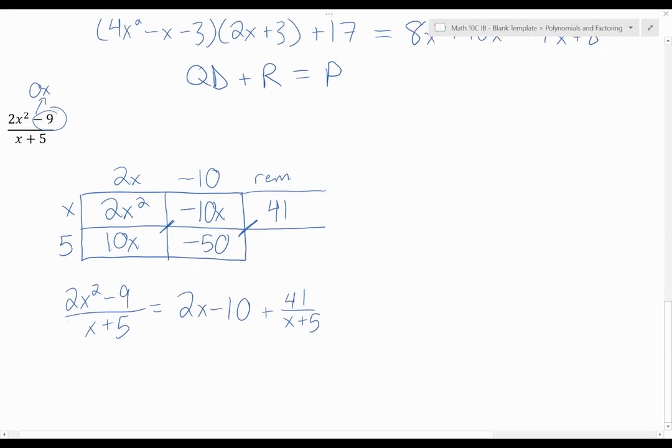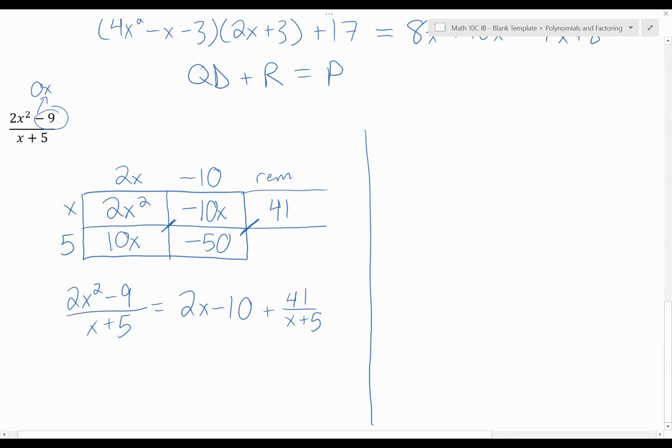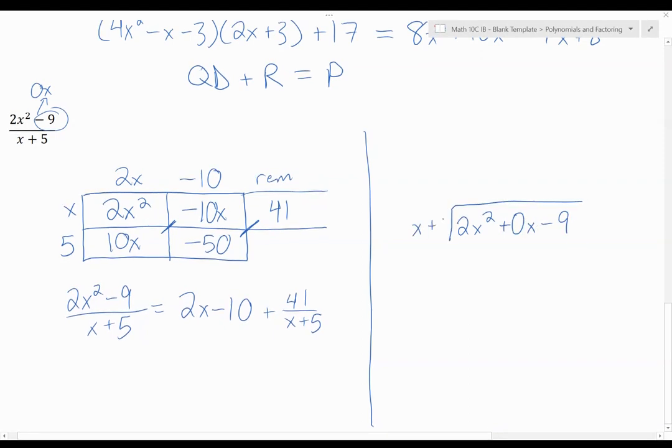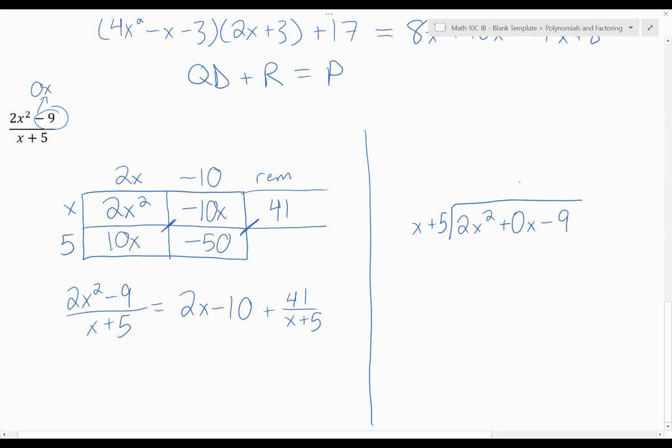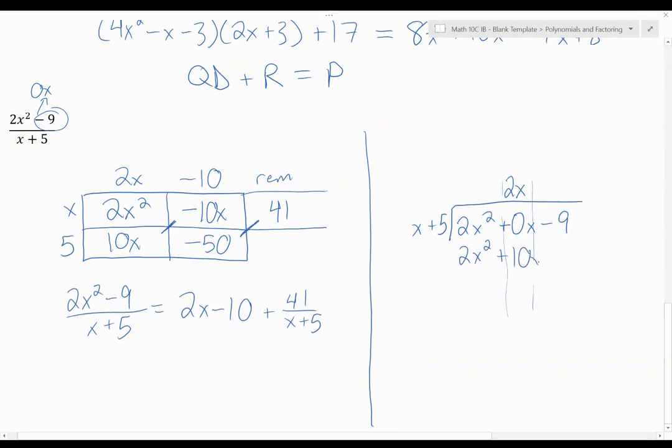If I wanted to do that in the other division algorithm, I need to have a placeholder for that 0x. So I have 2x squared plus 0x minus 9 divided by x plus 5. So I need a placeholder there so that I have a linear column to line stuff up. All right, my three steps. First, I divide. 2x squared divided by x is 2x. Line that up in the linear column. Now I distribute. 2x times x is 2x squared. 2x times 5 is 10x.